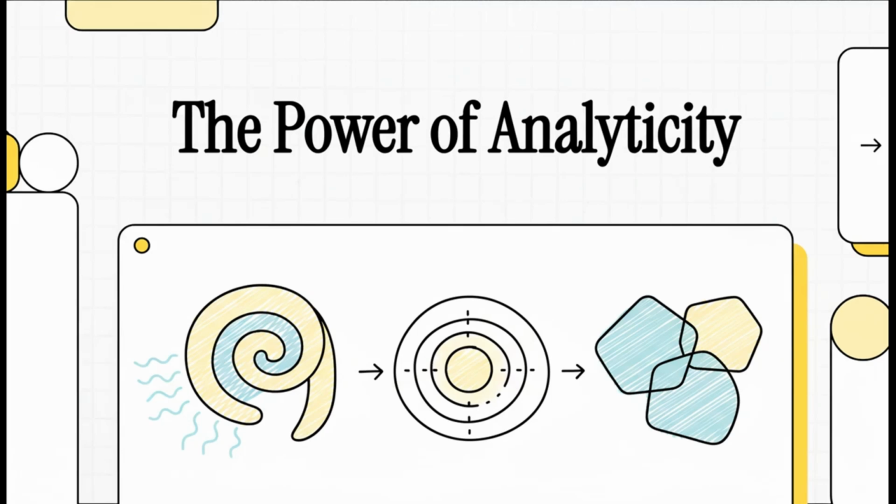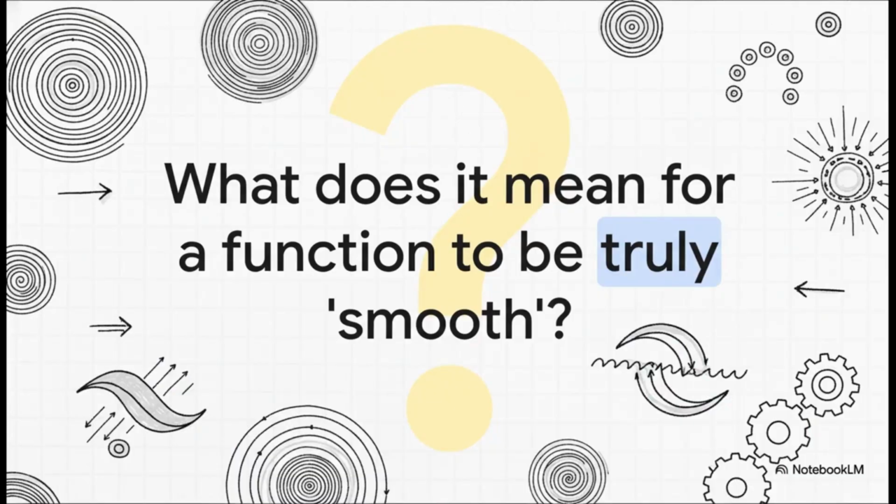Today, we're diving into a concept from complex mathematics that is just as powerful as it is, well, beautiful. We're talking about analyticity. So you probably think you have a pretty good handle on what a smooth function is from your days in calculus, right? But in the wild world of complex numbers, smooth takes on a whole new meaning. It's a level of smoothness that has some pretty profound consequences. Okay, let's get into it.